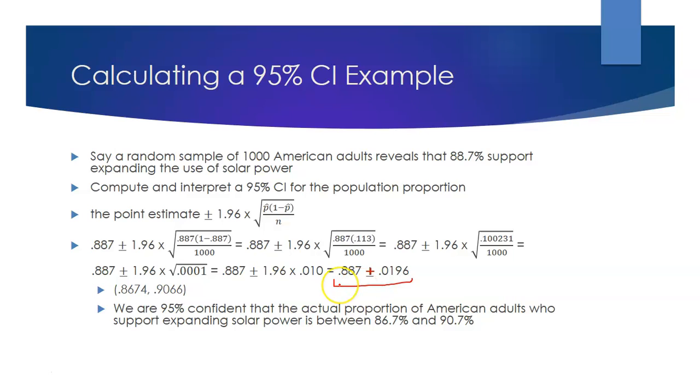The result of 0.887 plus 0.0196 gives us 0.9066. That's the upper end of our confidence interval. After we do that, then we have to subtract. So we do 0.887 minus 0.0196, and that gives us this value here, 0.8674. That's the lower end of the confidence interval.